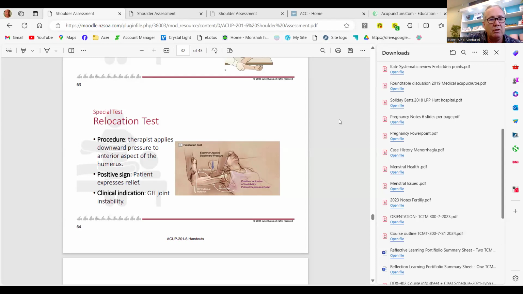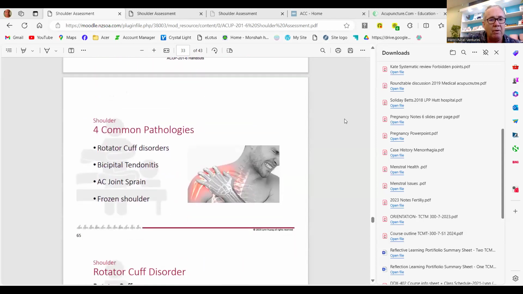We've got a lot, most of this stuff you guys know, and then everybody else will come online by the time we get to what I want to do. These are the relocation tests. This is the common pathologies. We have a rotator cuff disorder, bicipital tendonitis, AC joint sprain, and frozen shoulder. So they're the four common pathologies which you'll find, and they're probably the ones you need to know the most.